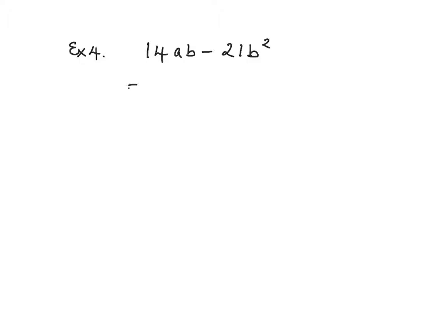I hope you can see that the number 7 is common to both terms and that the letter b is common. So 7b is our highest common factor. 7b times what will give me 14ab? Well, 7 times 2 will give me the 14, and a times b will give me ab. 7 times 3 will give me 21, and b times b will give me b squared.